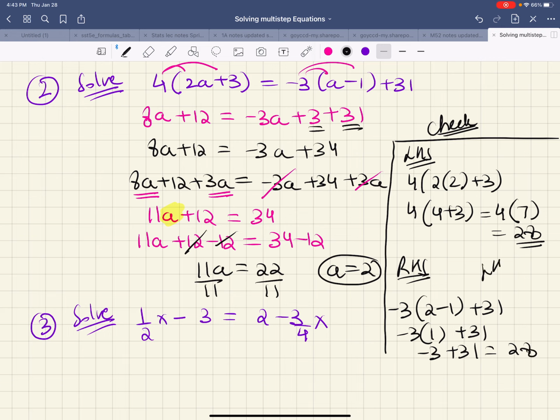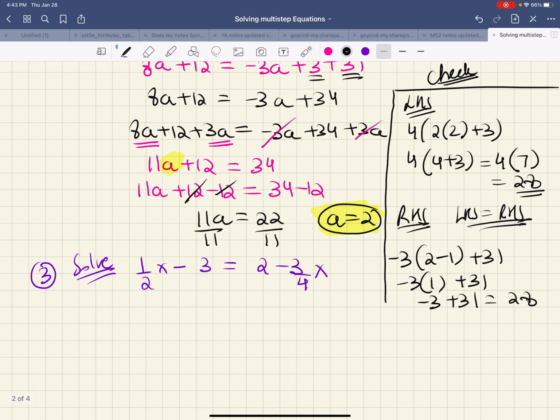So both left-hand side and right-hand side are equal to each other. And that's exactly what we wanted. If that happens, that means my solution is correct. And I'm going to box my solution since I got a correct answer here. a is equal to 2. So that means for this equation, the left-hand side and right-hand side are equal to each other only if a is 2. For any other value of a, the left and right-hand side are not equal.